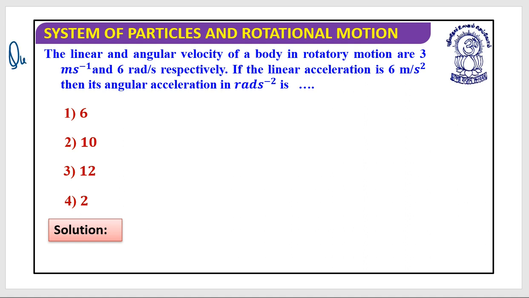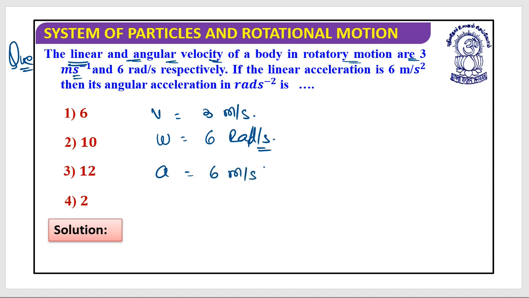The next question says that the linear and angular velocity of a body in rotatory motion are 3 meter per second. So v is given. That is the linear velocity. V is given, which is equal to 3 meter per second, and angular velocity is 6 radian per second. Great. If the linear acceleration a is equal to 6 meter per second square, then the angular acceleration alpha is required.